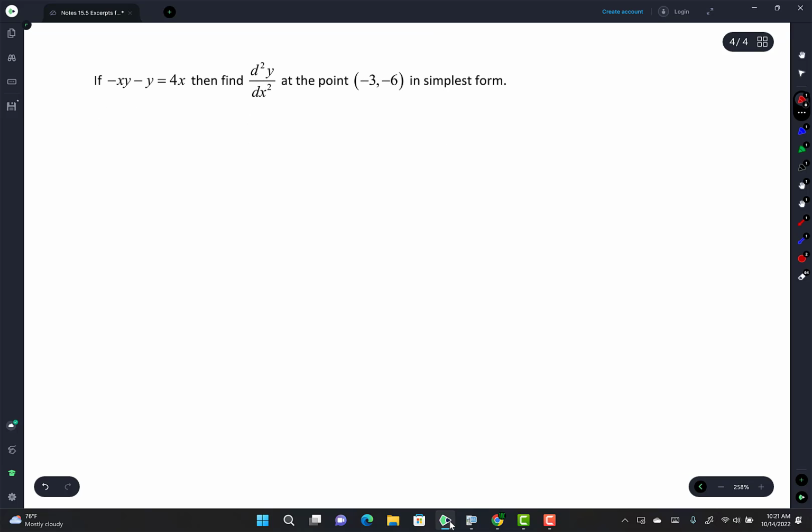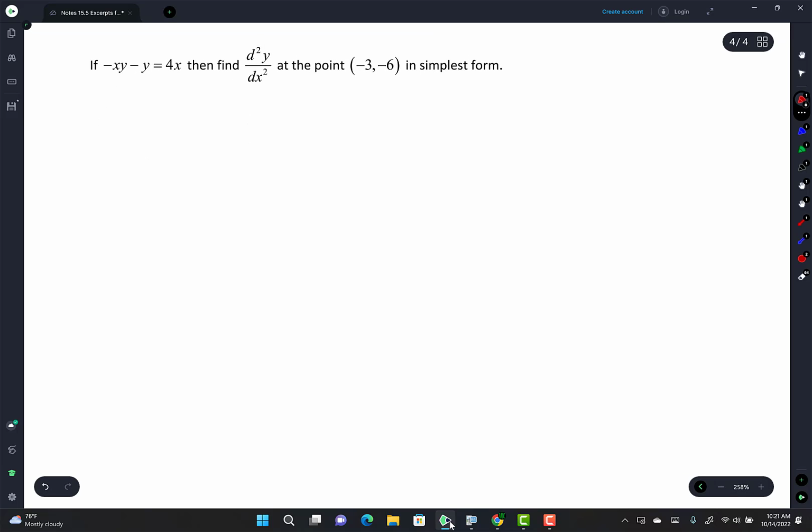Here we go. This is the last one. Okay. Delta, I'm almost 100% certain, is going to make this one harder than it really is. I'm already looking at it. If negative xy minus y equals 4x, then find the second derivative, d squared y over dx squared, at the point negative 3, negative 6, in simplest form.